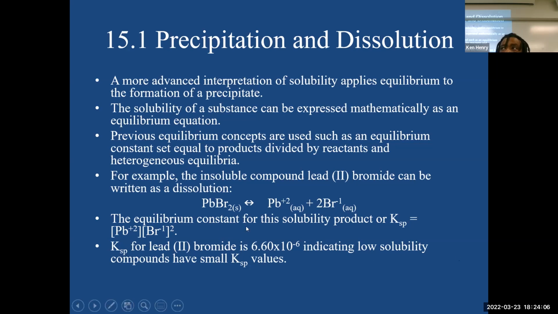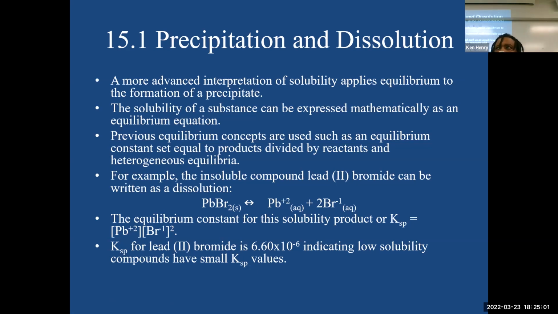The equilibrium constant for the solubility product, or we call it KSP, is going to be the concentration of the lead ion and the bromide ion. And that's it. And we know that it's not going to be the lead bromide because it's a solid. In this case, the KSP for lead bromide is going to be 6.60 times 10 to the negative 6.